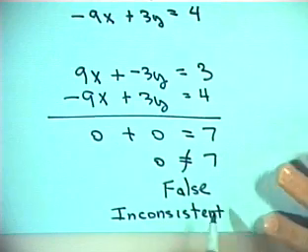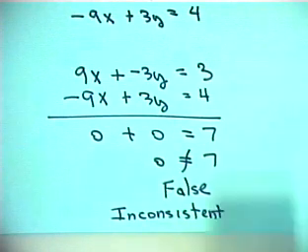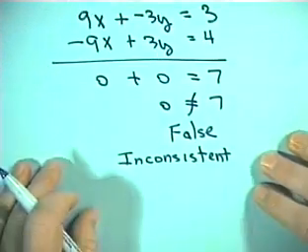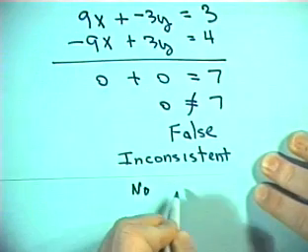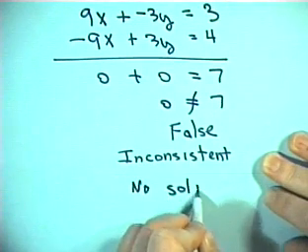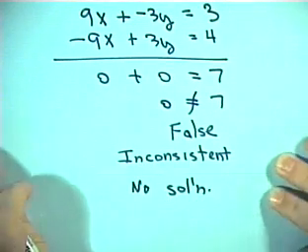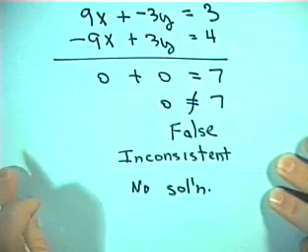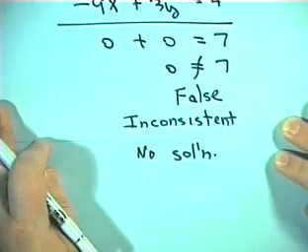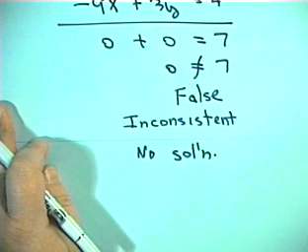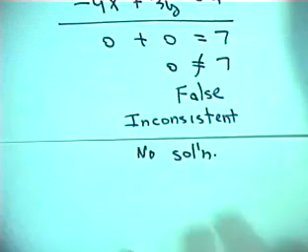Inconsistent. And that simply indicates that you have parallel lines that never intersect. If you were to solve this by substitution, you would also come up with a false numerical statement.